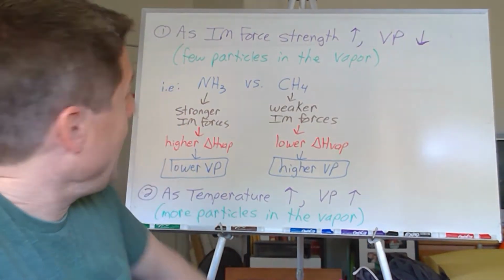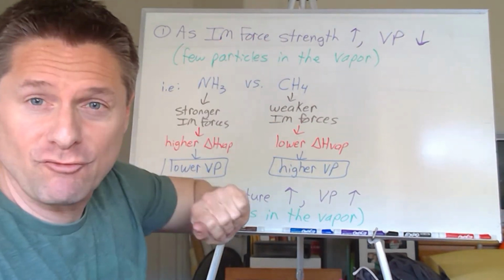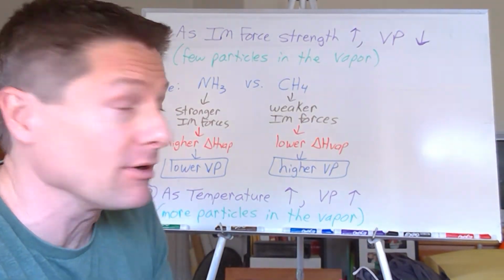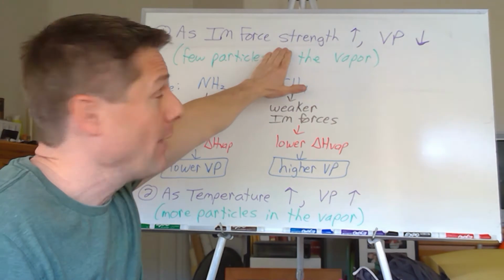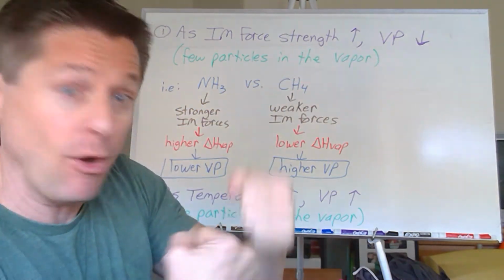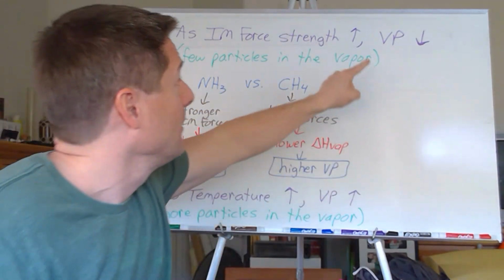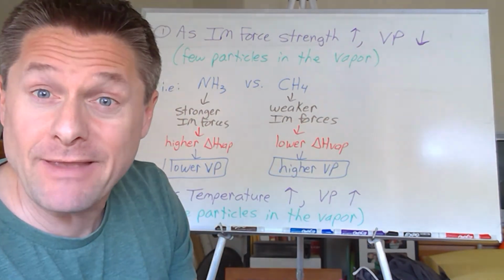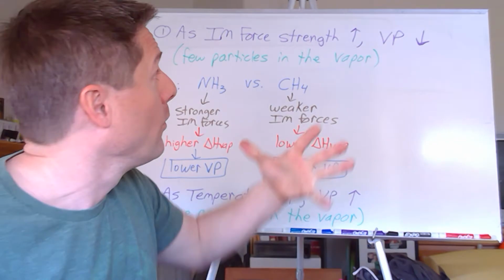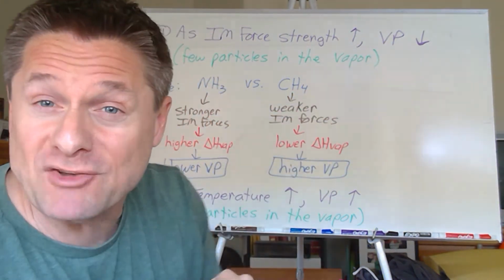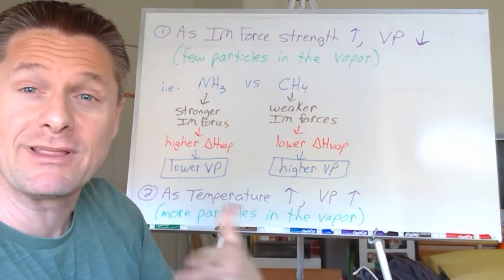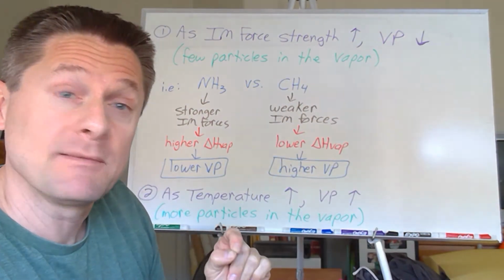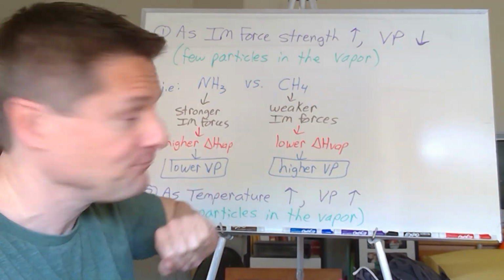Is this what you got, gang? So let's look at intermolecular force strength and temperature and its impact on the vapor pressure for a particular liquid. So the higher the intermolecular force strength, the harder it is to separate them. Well, wouldn't that make sense that there'd be fewer particles in the gas phase if they're harder to separate? Which means it'd be a lower vapor pressure. So as intermolecular force strength of a liquid increases, the vapor pressure decreases. Fewer particles in the vapor.